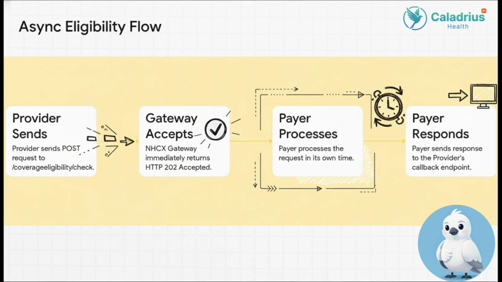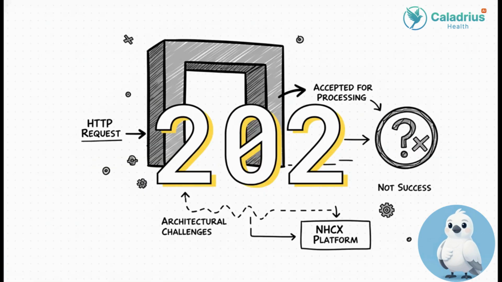Here's how that flow works. Your system sends a request to the gateway. The gateway immediately confirms it received the request. The payer then processes it on their own schedule. The final response arrives later at your callback endpoint. And this is a very crucial point. An HTTP 202 response is not a success message. It only means the gateway has accepted your request. It does not mean the request is complete.